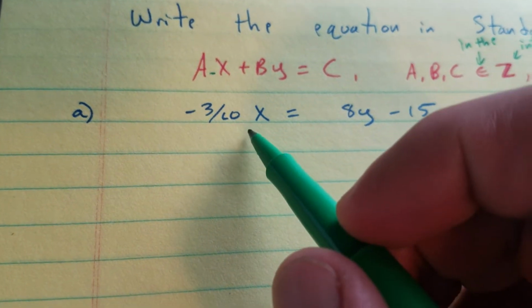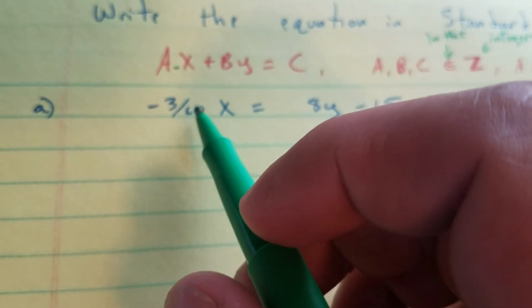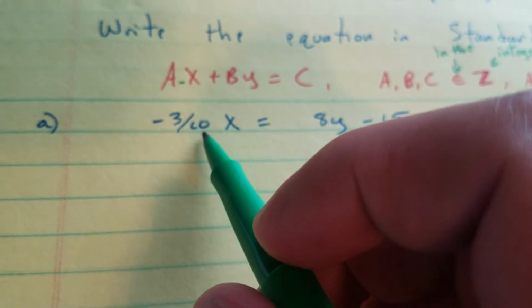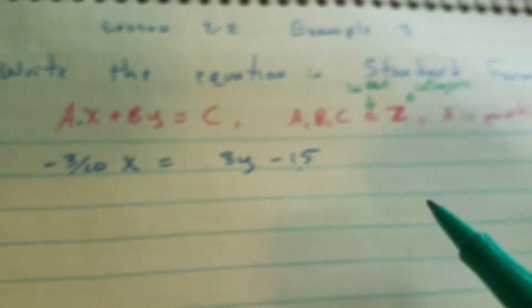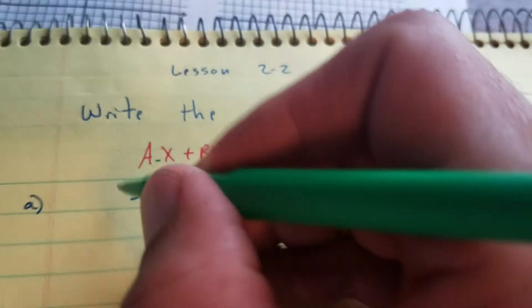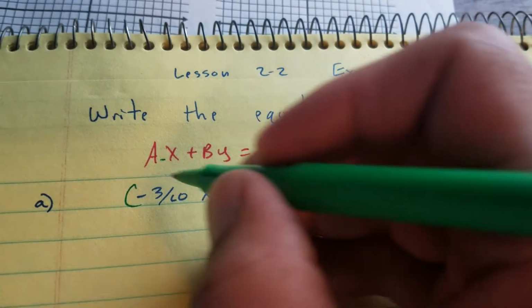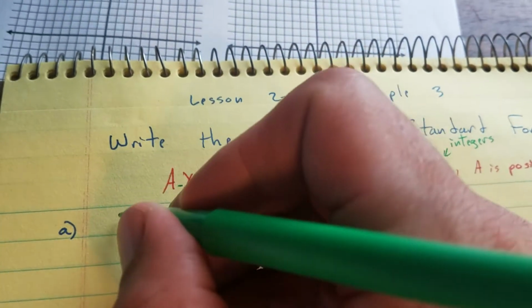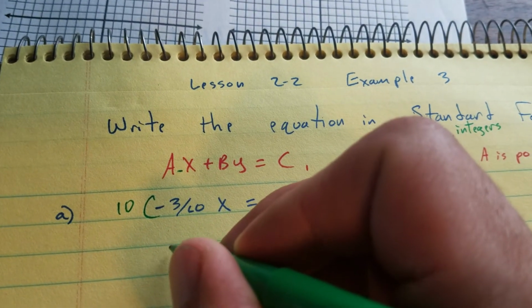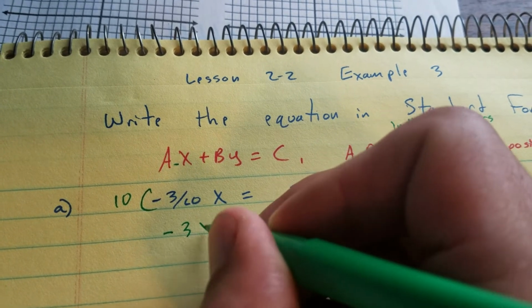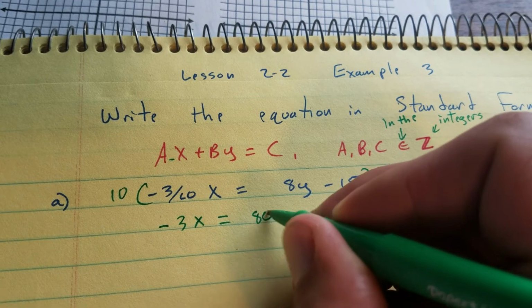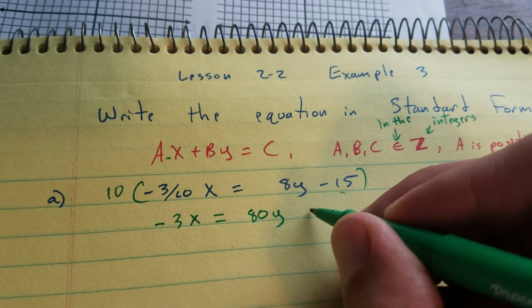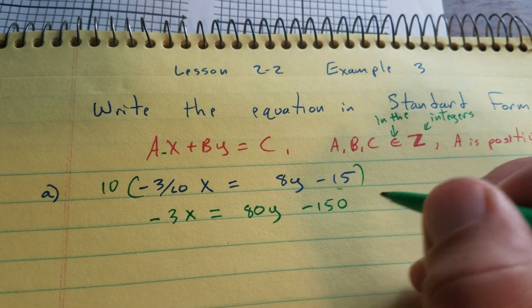So the first thing we gotta do is we gotta multiply so that 3/10 is not a fraction. So we're gonna multiply everything here by 10. If you multiply one thing by 10, you gotta multiply everything by 10. So you get negative 3x equals 80y minus 150.